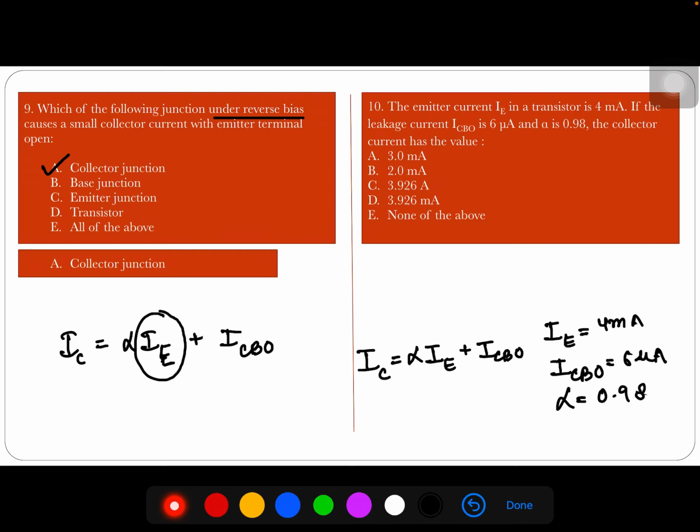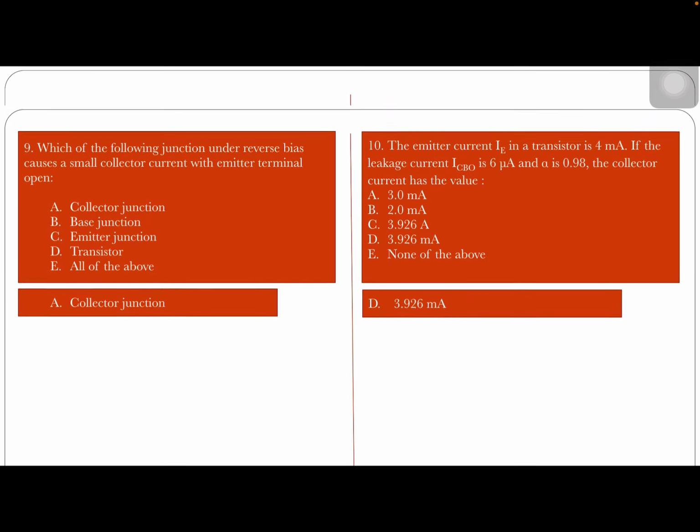Your answer will come out to be option D, that is 3.926 milliampere. Pay attention to the units, and for that put the values properly. Don't forget to put the values of milli and micro.